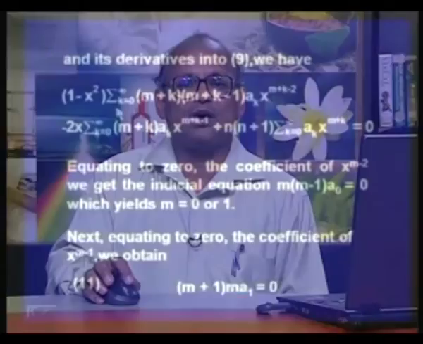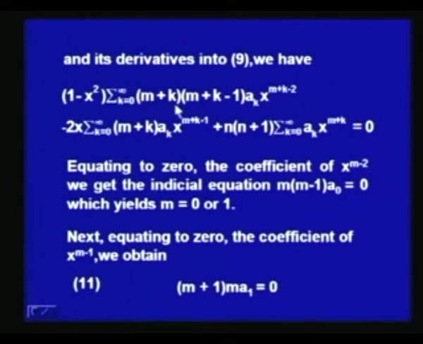and the values of the derivatives of y in equation number 9. We will have 1 minus x square into sigma k equal to 0 to infinity of m plus k into m plus k minus 1 a_k x to the power m plus k minus 2. This we get after the differentiation 2 times. Then minus 2x sigma k equal to 0 to infinity m plus k a_k x to the power m plus k minus 1. This we get after we differentiate once, plus n into n plus 1 and then y, that is sigma k equal to 0 to infinity a_k x to the power m plus k, equal to 0.